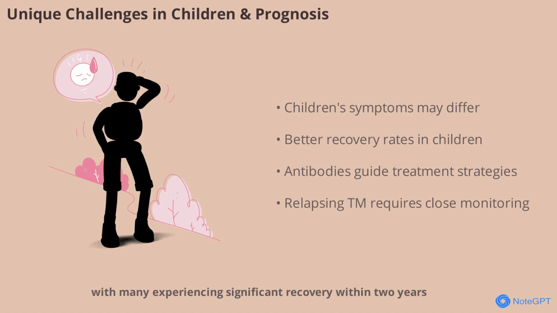Recent discoveries about specific antibodies, such as those targeting myelin oligodendrocyte glycoprotein, are helping doctors refine treatment strategies and predict outcomes more accurately. Additionally, relapsing forms of TM have been identified, which means that ongoing monitoring and consideration of related conditions like multiple sclerosis are essential. These advances are paving the way for more personalized care and improved long-term outcomes for both children and adults affected by TM.